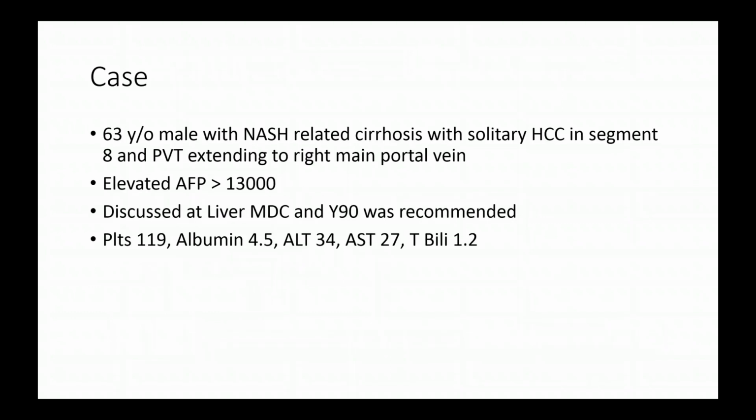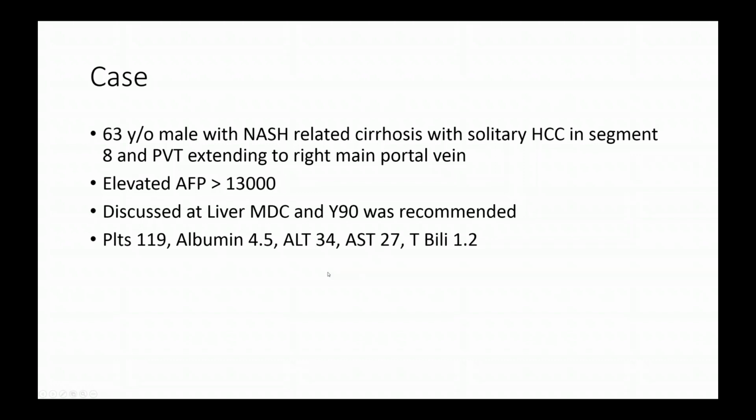I'm just going to show a quick case of a patient I treated about a year and a half, 2 years ago now. He is a patient with NASH cirrhosis with solitary HCC in segment 8 and PVT extending into the right main portal vein. His AFP was elevated at 13,000, and the recommendation was for him to come for Y90. So this is his pre-procedure imaging.